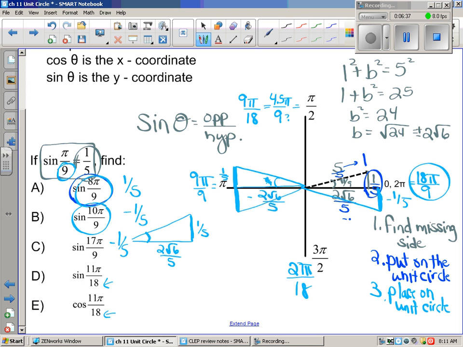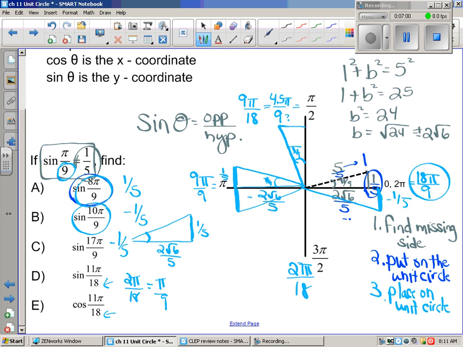All right, now let's look at 11 pi over 18. Well, we can see where 9 pi over 18 is, so 11 pi over 18 would be just on this side. And you might say to yourself, but wait, that's 2 pi over 18 extra. Right, but what's 2 pi over 18? 2 pi over 18 is 1 pi over 9. In other words, they're telling you that this is pi over 9 away from that.